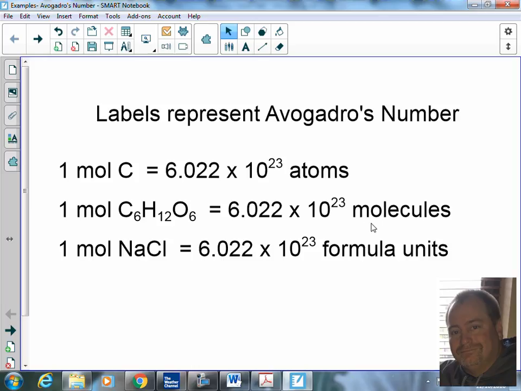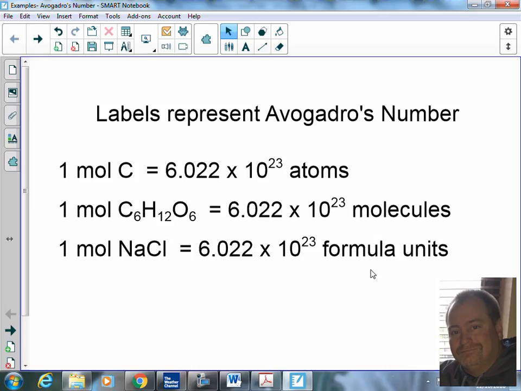Why did I label this one molecules? Graham? It's covalently bonded. Excellent. So all covalently bonded substances, when I'm dealing with Avogadro's number, is molecules label.